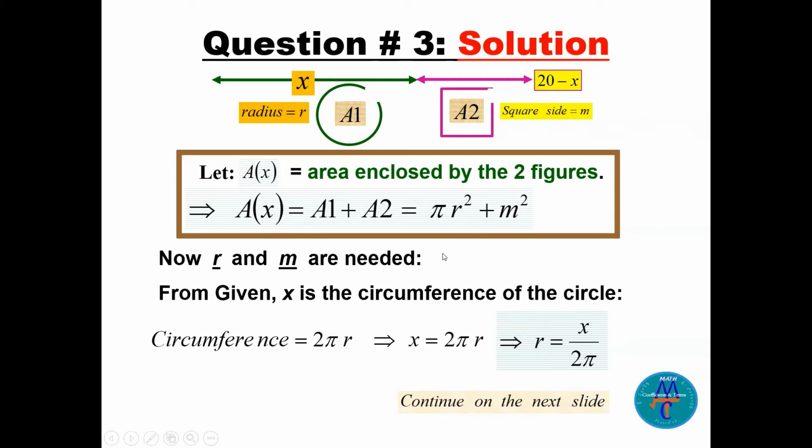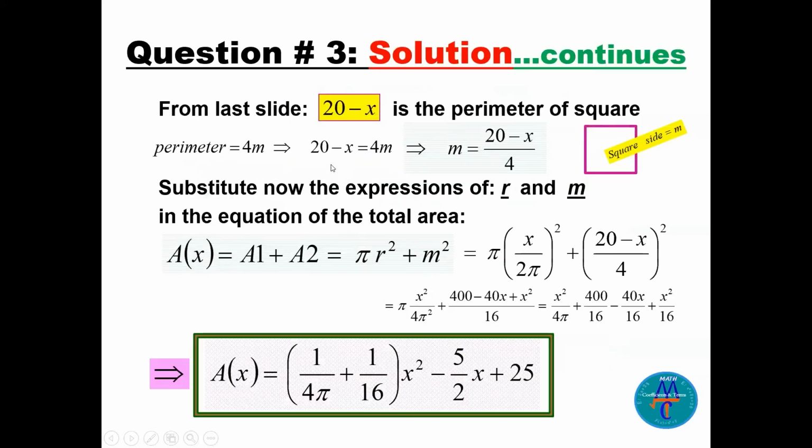Now, how about the second one? The second one is a square. The perimeter, we say the perimeter is 4m, because each side here is m, see? So 4m is equal to the perimeter. The perimeter, what's left over, is 20 minus x, equal to 4m. So m will be 20 minus x divided by 4. So now we have the value of m, we have the value of r.